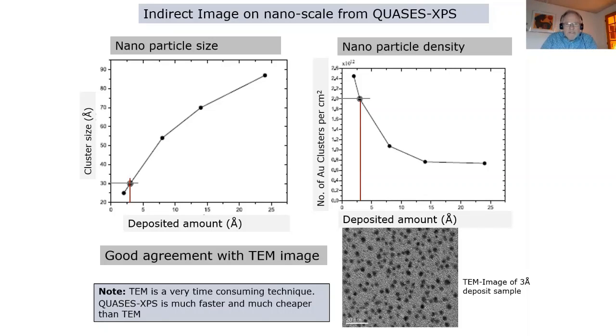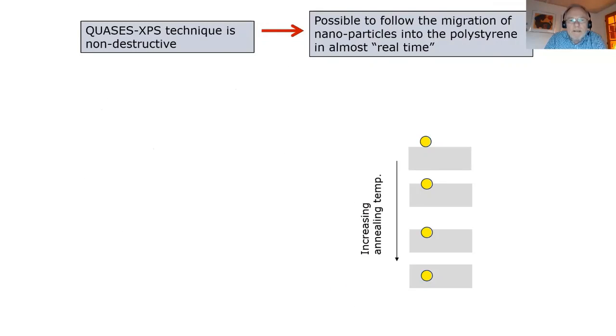Now TEM is very time consuming, whereas the XPS analysis is much faster and much cheaper than the TEM analysis. And another advantage of the XPS analysis is that it's non-destructive, so by just continuing to record the spectrum, we can see what happens as a function of time and temperature as the structure is annealed.